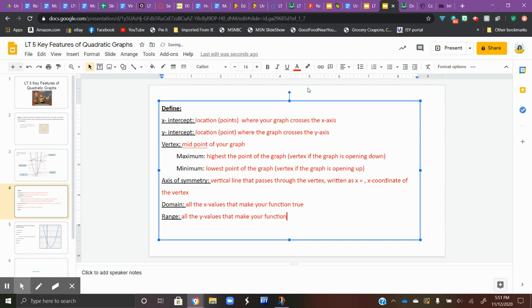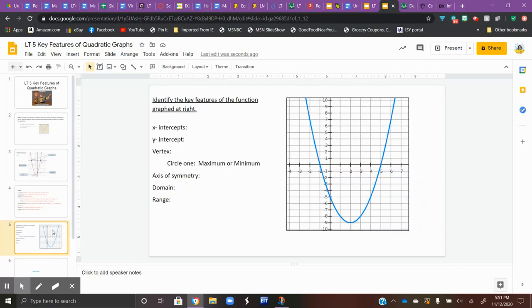And we're going to write these in two different notations. We have either what we call interval notation or inequality notation. Okay, so that just means if you're going to say x is greater than something, y is greater than something, or else we use the infinities, and we'll add those in a little bit later. Okay, so for example, we have a graph here at the right. So identify the key features.